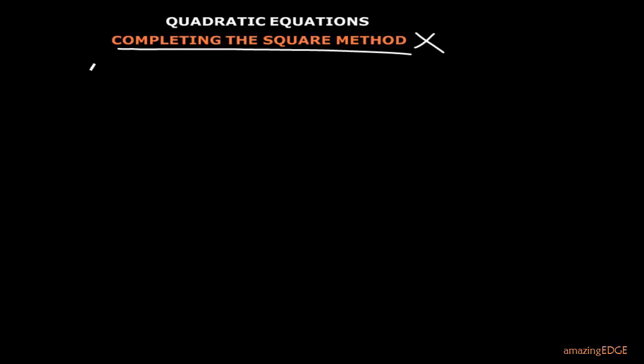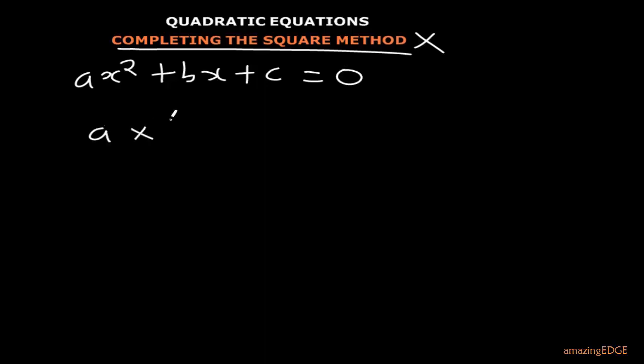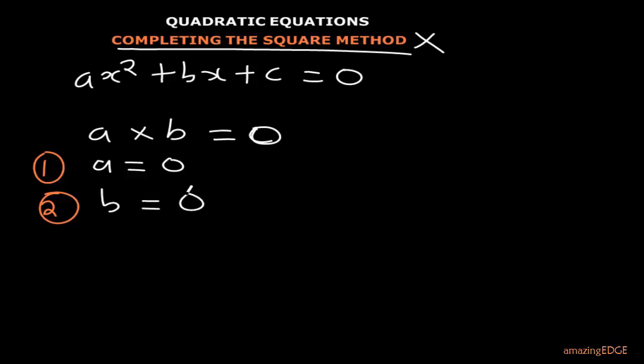So you recall that ax squared plus bx plus c equals 0 is the general form of a quadratic equation. Now you recall that supposing you have a number a times b, and you are told that it equals 0, there are possible cases. One could be a equals 0. Another possibility is that b equals 0. Then the final possibility is that both of them are zero. That is, a equals 0 and b equals 0.